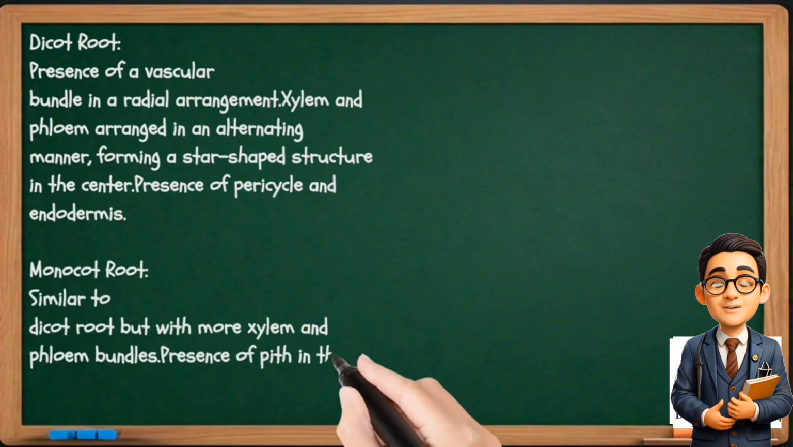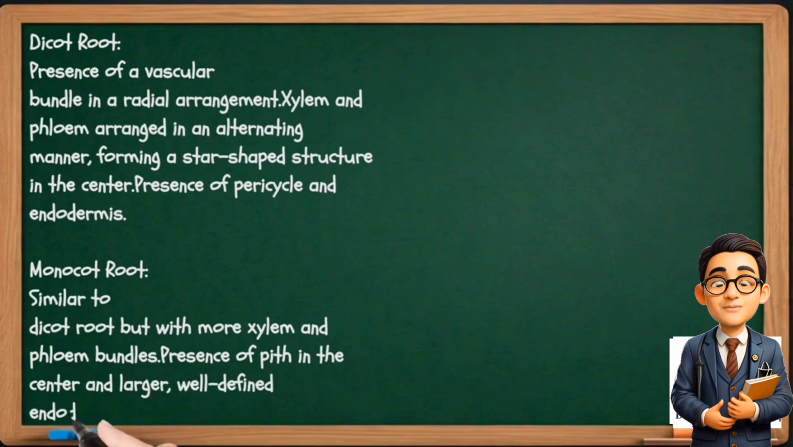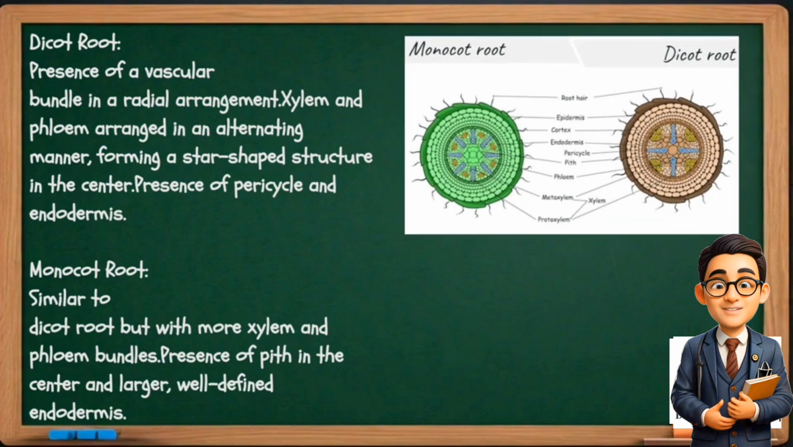Monocot root. Similar to dicot root but with more xylem and phloem bundles. Presence of pith in the center and larger, well-defined endodermis.